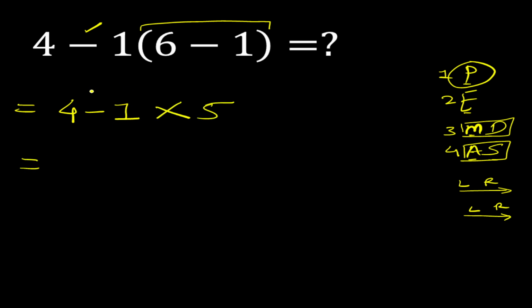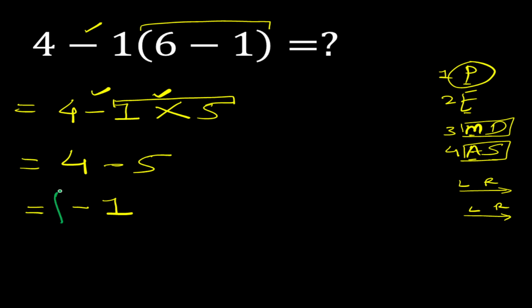So now here we have one subtraction and here we have one multiplication. So according to PEMDAS, first we have to solve multiplication. 4 minus, now 1 multiply 5 is equal to 5. So 4 minus 5 is equal to minus 1. Right? So the correct answer is minus 1.